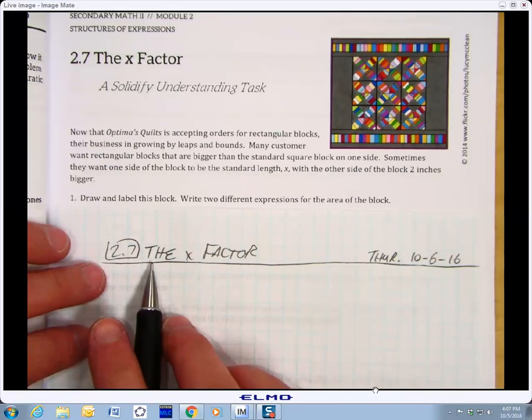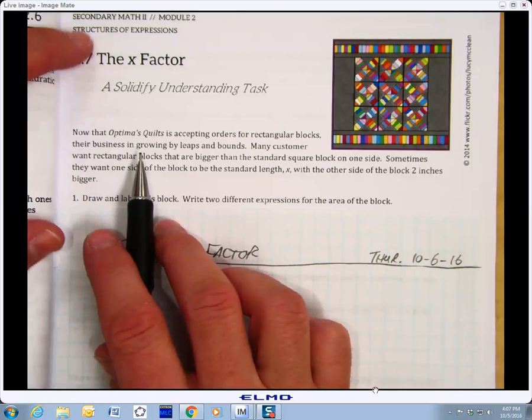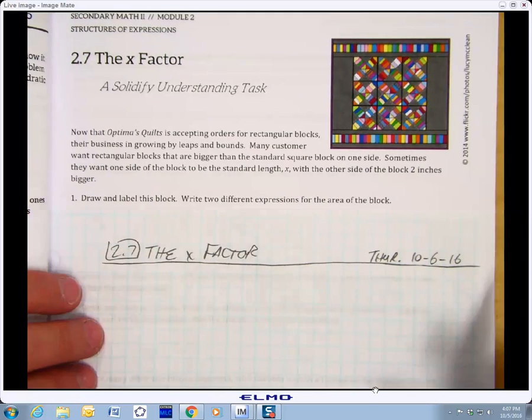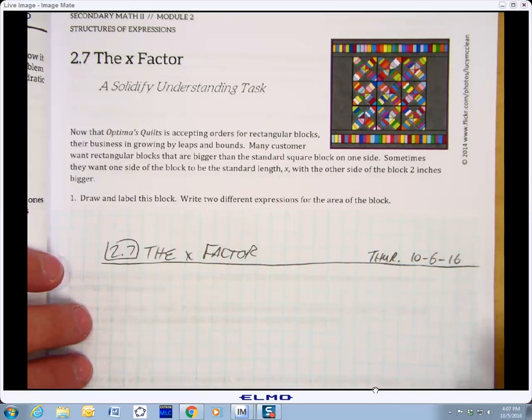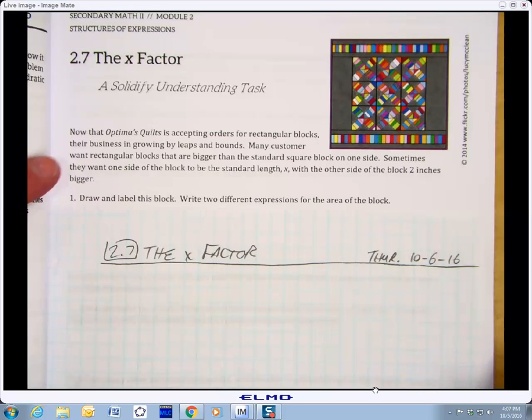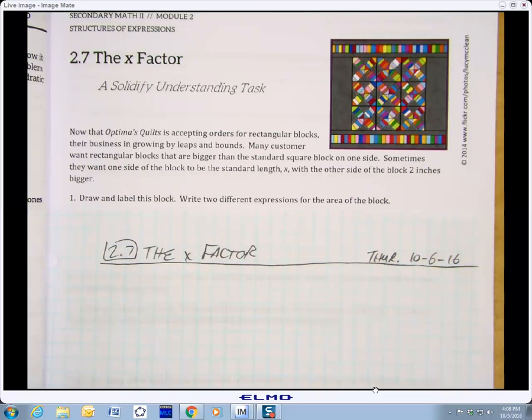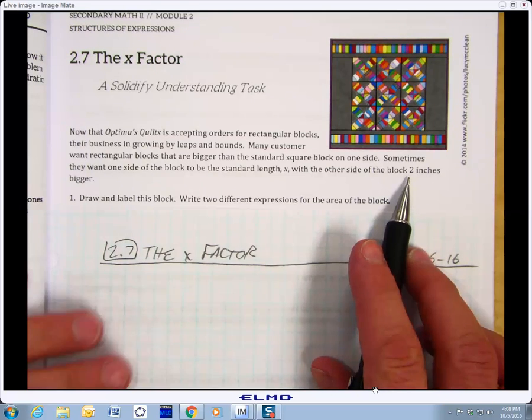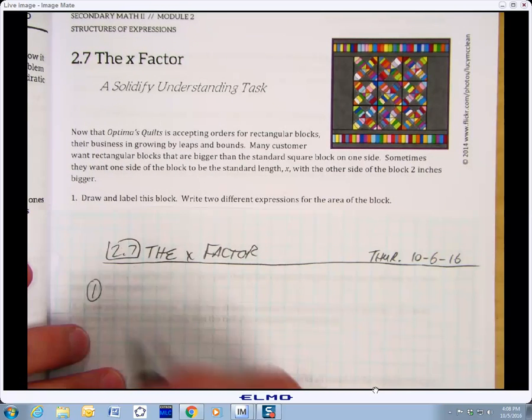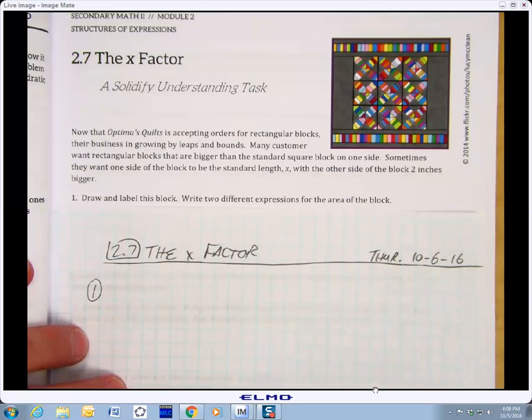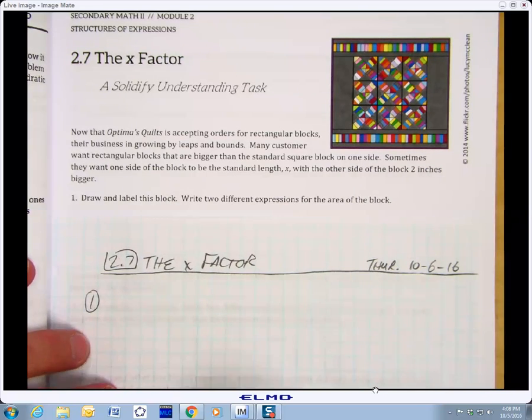So you got a title, 2.7, the X factor. Let's go ahead and read this. It says, now that Optimus Quilts is accepting orders for rectangular blocks, that's what we did last class, their business is growing by leaps and bounds. Many customers want regular blocks that are bigger than the standard square block on one side. Sometimes they want one side of the block to be the standard length X, with the other side of the block 2 inches bigger. And we know what that means, right? So for number 1, draw and label this block. Write 2 different expressions for the area of the block.